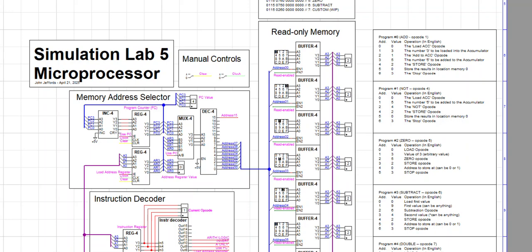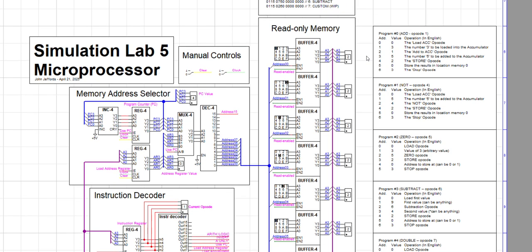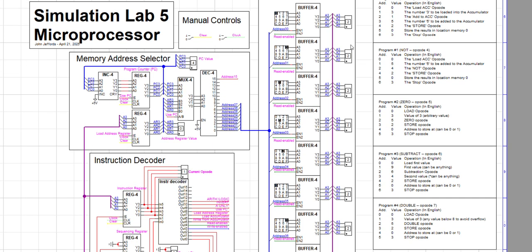Hi, this is John Jeffords, and I'm demonstrating Lab 5. I'll be going over the general layout of the processor, and then I'll be showing the add operation and the subtract operation. So first off, for the general layout of the processor, we've got this read-only memory right here.